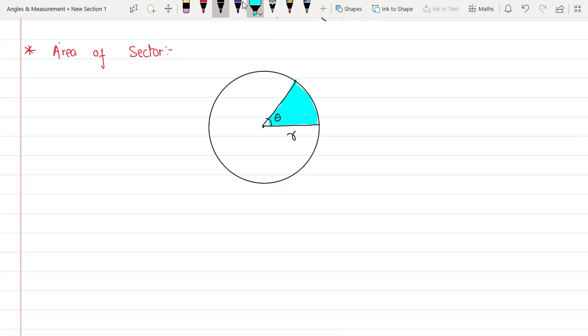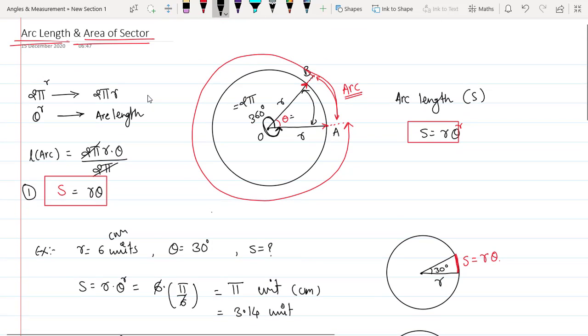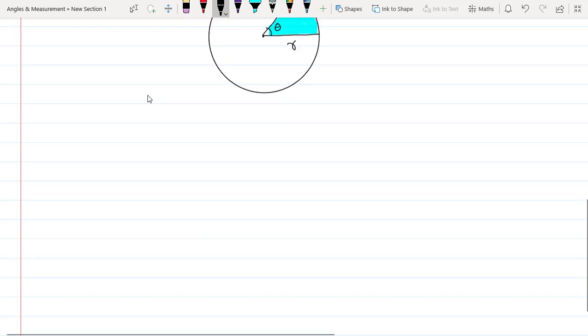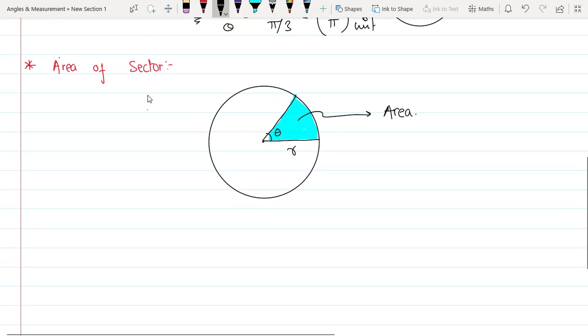Now we want to find out the area of this sector. How will we find it? If you understood how we found out the arc length, you can easily give me the answer for this area of sector. This is what we have, the sector. Okay.